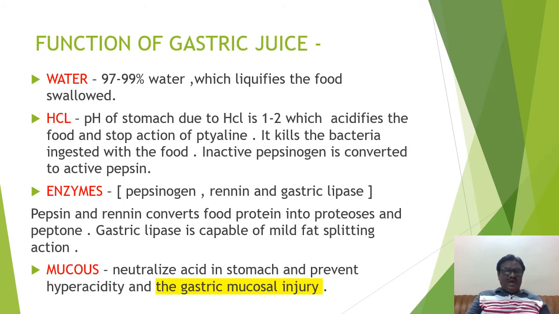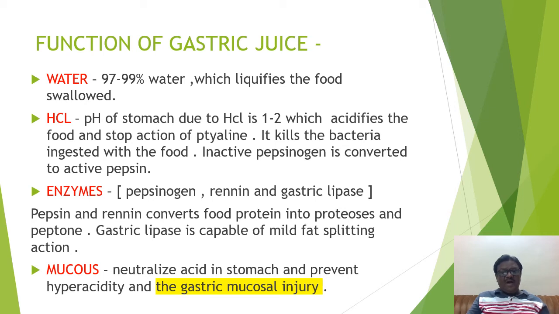Now the functions and ingredients present in the gastric juice: an ample amount of water is present, about 97 to 99%, which liquefies the food during swallowing. HCl in the stomach has a pH of 1 to 2, which acidifies the food and stops the action of ptyalin.